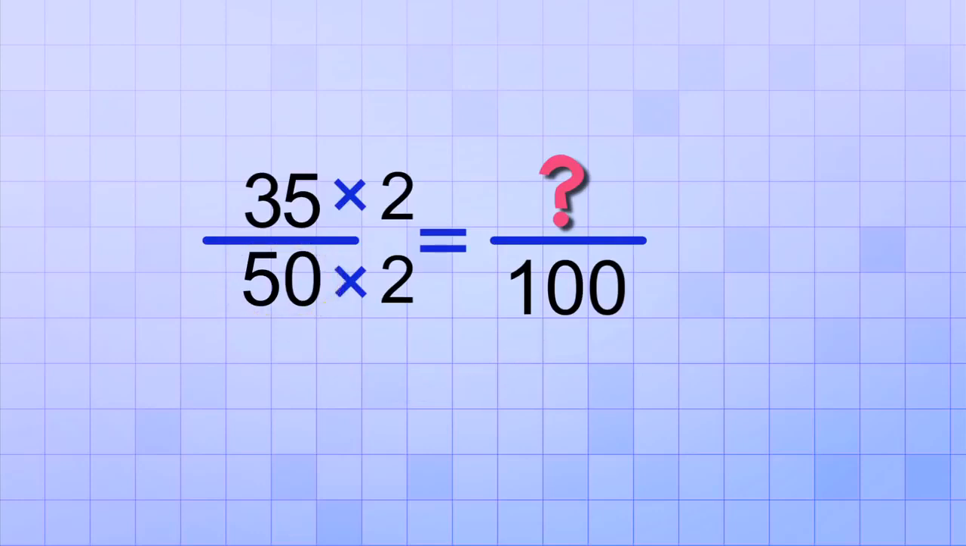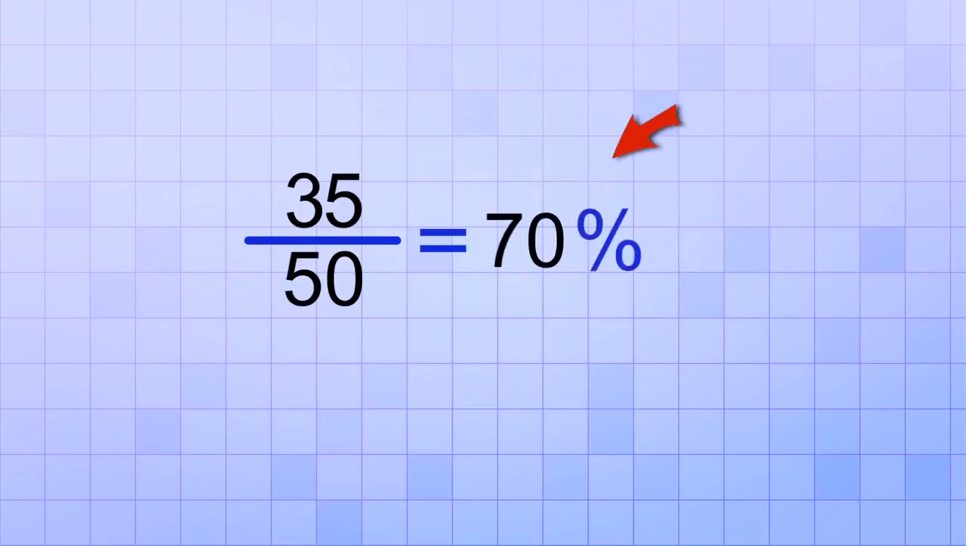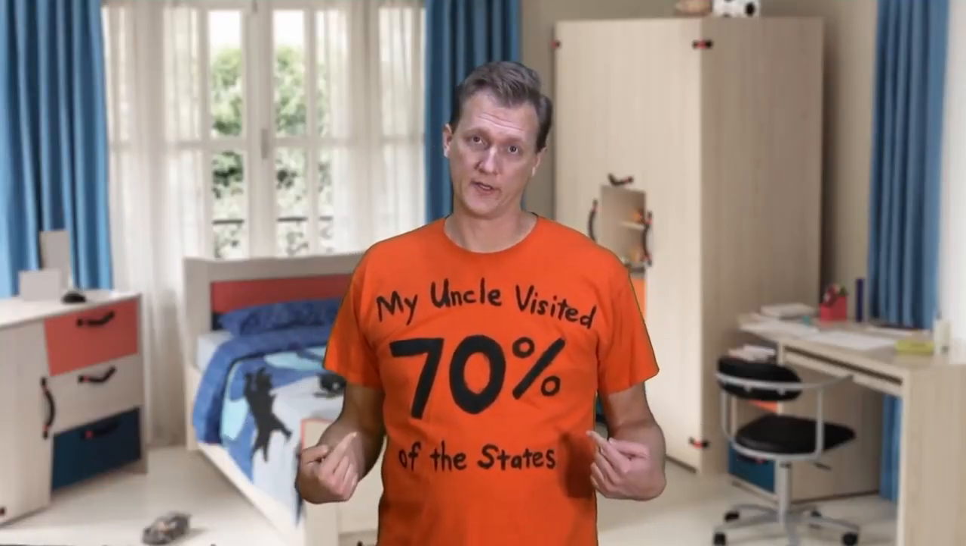If we multiply the bottom by 2, 2 times 50 gives us 100, and then we also need to multiply the top by 2, and 2 times 35 equals 70. So now we can see that 70 over 100 is equivalent to 35 over 50. And since 70 over 100 is just 70%, it means that our uncle has visited 70% of the states. And all I got was this lousy t-shirt.